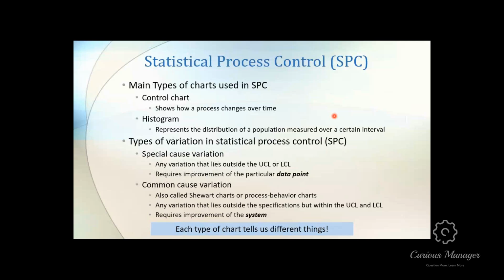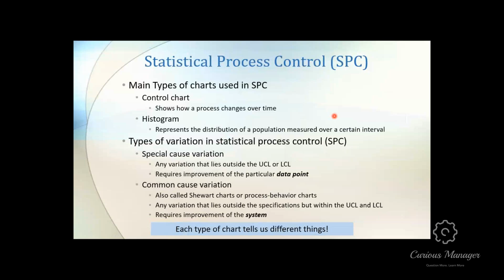So the control chart basically shows how a process, not so much changes, but how a process performs over time. Okay, and you've probably seen these. What you do is you would run a process over a certain period of time, you gather the measurements of how it performed, and you put it across a line. I'm going to show you one in a minute.